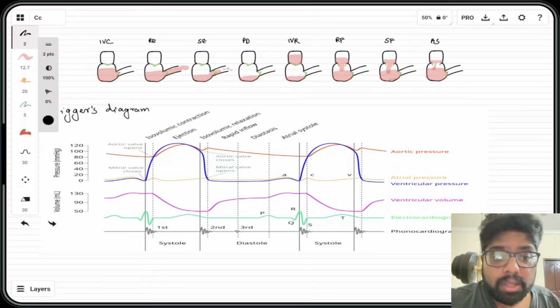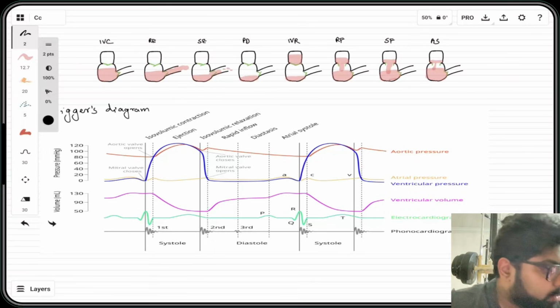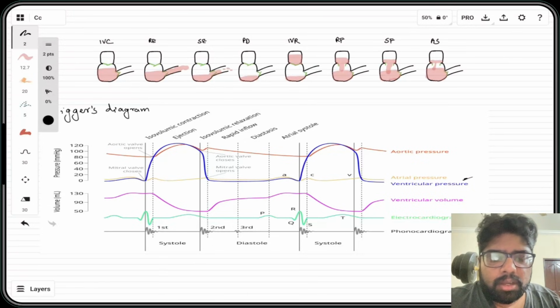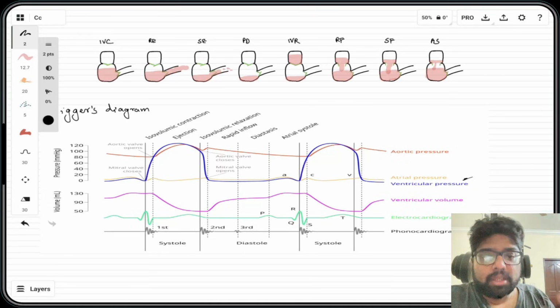Next, we are going to be looking at the pressure changes that occur during cardiac cycle. The first one is the ventricular pressure. Now, ventricular pressure is a very easy graph. The pressure is only going to increase when the ventricle is actively contracting. That means during isovolumic contraction, rapid ejection and slow ejection. Otherwise, for most times, the ventricular pressure is going to remain near zero.